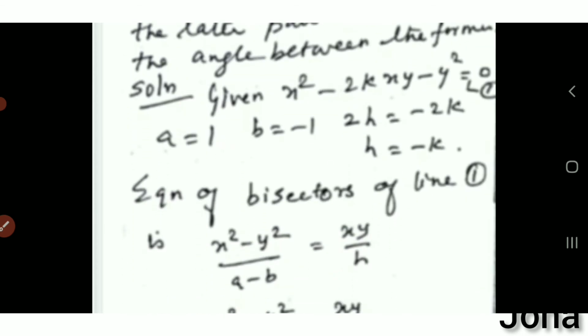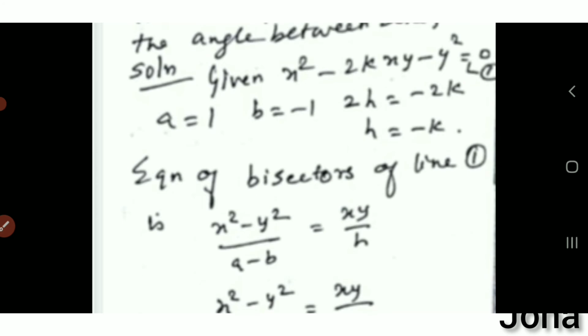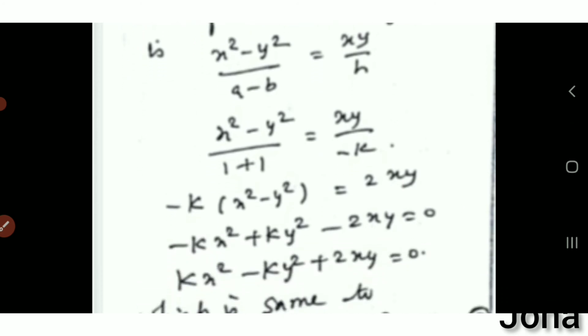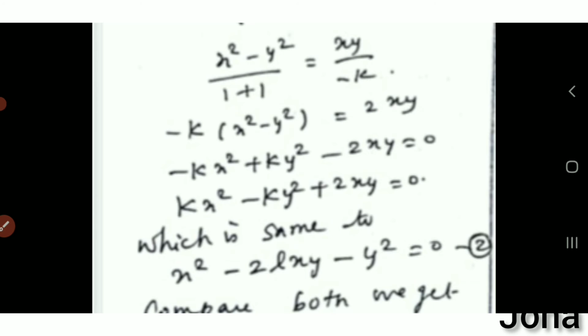So, the given line is x square minus 2kxy minus y square equal to 0. From this we find a is 1, b is minus 1, 2h equal to minus 2k, therefore h equal to minus k. The equation of the bisectors is x square minus y square by a minus b equal to xy by h. Let me substitute the values of a, b and h here. Therefore we got x square minus y square by 1 plus 1 equal to xy by minus k.